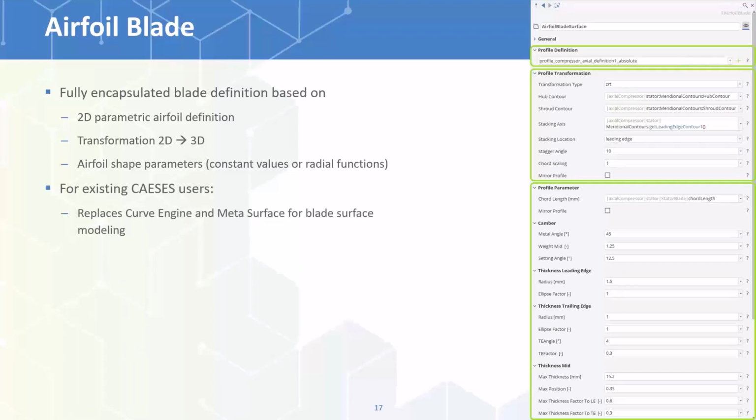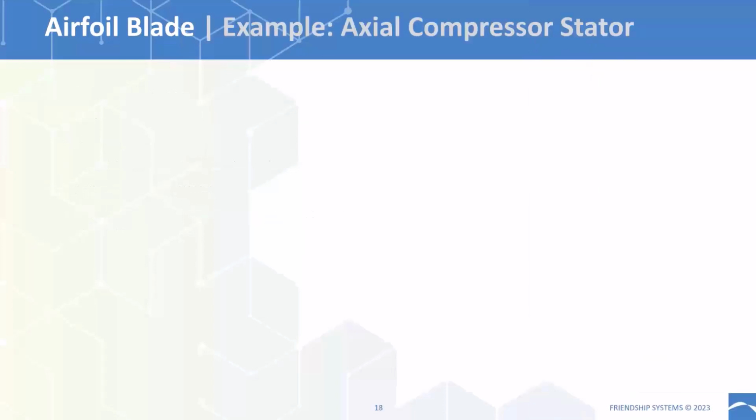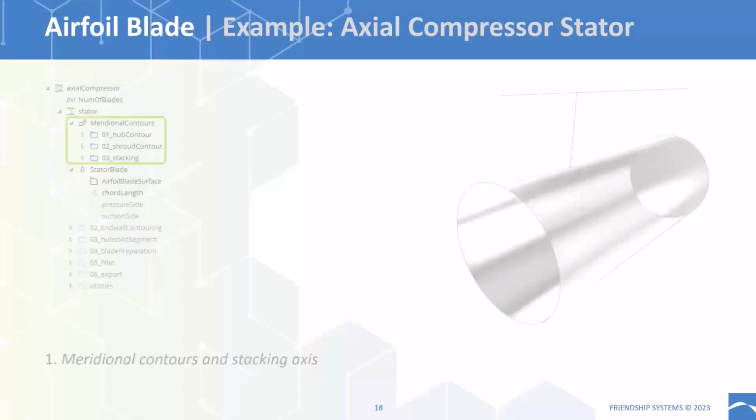For existing CAESES users, maybe it's interesting to know that basically this object or definition encapsulates what you would previously have done by using a curve engine and a meta surface. So now you have just one object that takes care of everything and generates the blade surface in one go. And again, a quick example to see how it looks.